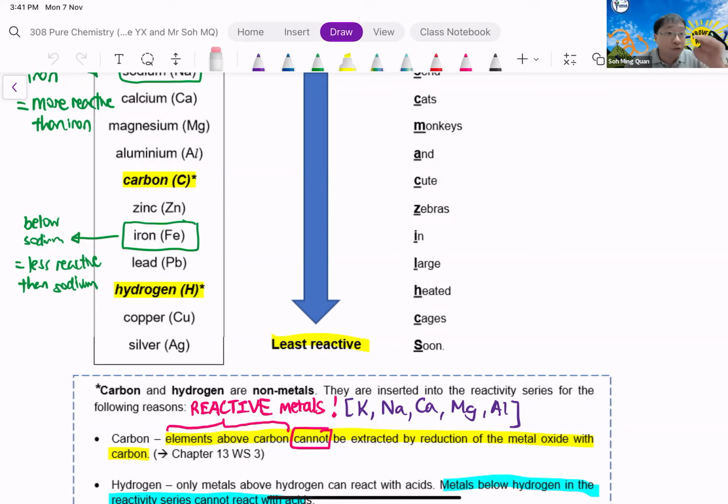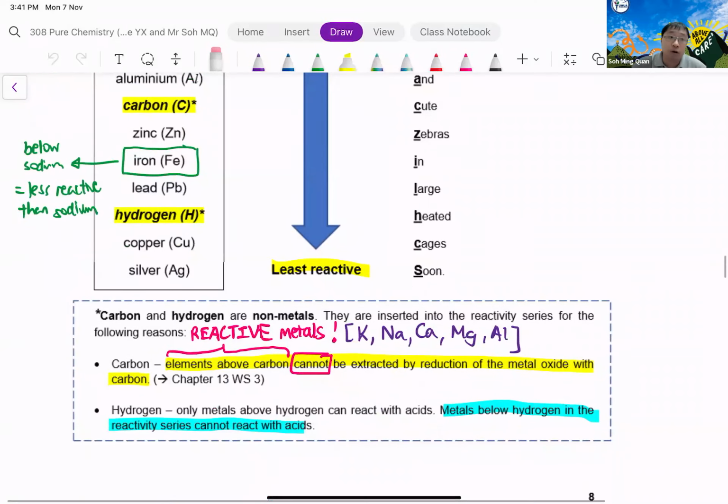So the relative position, whether it's above carbon or below carbon, will determine whether its oxide can be reduced by carbon. And that's the reason why we put carbon in, so that it's a reference point for us to tell whether something can be reduced or not by carbon. Hydrogen is also a useful reference point because we know that metals above hydrogen can react with acid. Metals below hydrogen, like copper, cannot react with acids.